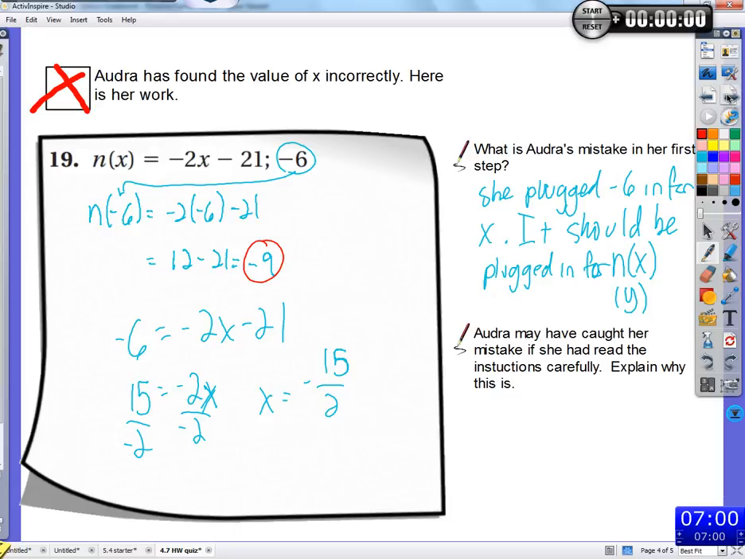Also, what is she supposed to find? What does the instruction say she's supposed to find? The value of x. In the end, does she have that x equals something? If you follow all of her work here, no, she replaced x with negative 6. She's supposed to find x, and then she just plugged in x. If she's paying close attention, she should realize that she should wind up with a value for x.